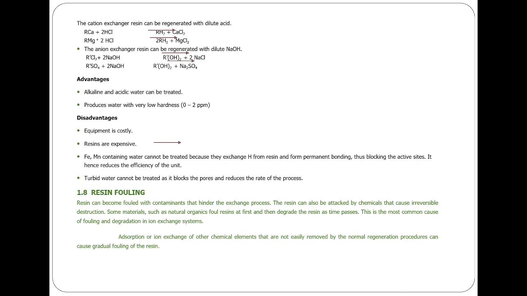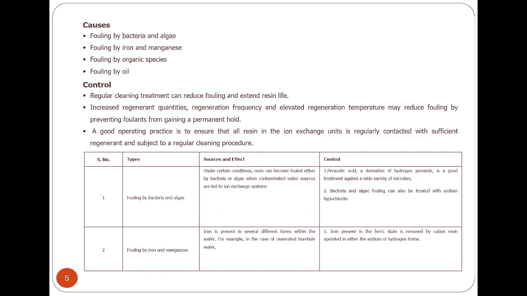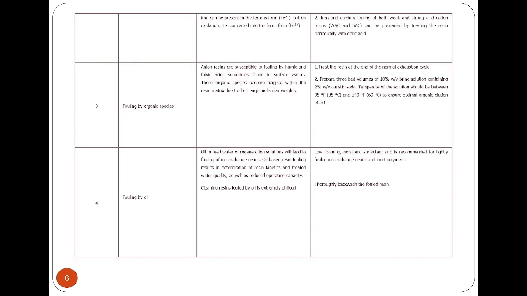And here we have a note called resin fouling. We have used the cation exchange resin as well as the anion exchange resin, isn't it? This resin will undergo degradation or decay, a process called fouling. That means many chemicals will destroy the particular resin. We have different types of this, where chemicals or microorganisms foul the resin. A very important type is fouling by bacteria and algae. The next one is fouling by iron and manganese. The third one is fouling by organic species, and fouling by oil also happens.